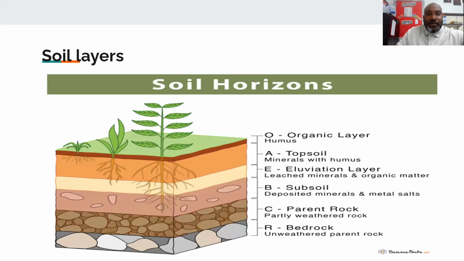Okay, soil levels. So let's look at soil levels. At the very top, we have the organic layer, which is pretty much our grass or different plants. Then we have the topsoil, and this is where we have rich minerals because of humus. Then we have the elevation layer, the subsoil, the parent rock, and then at the very bottom the bedrock. All right, and so that's our lecture for today.